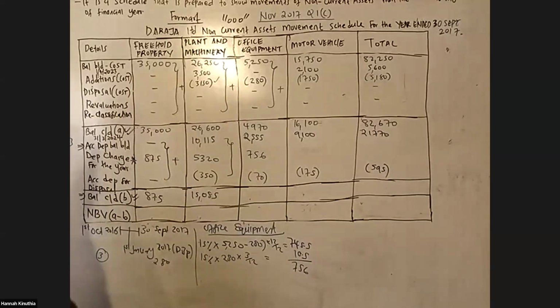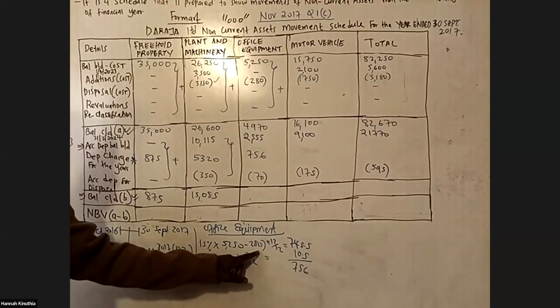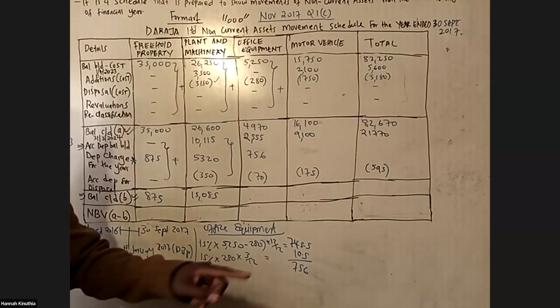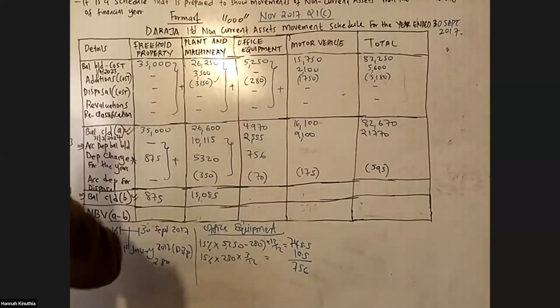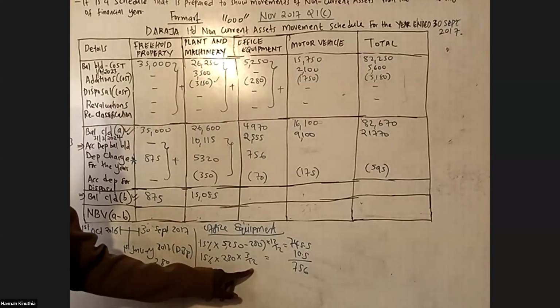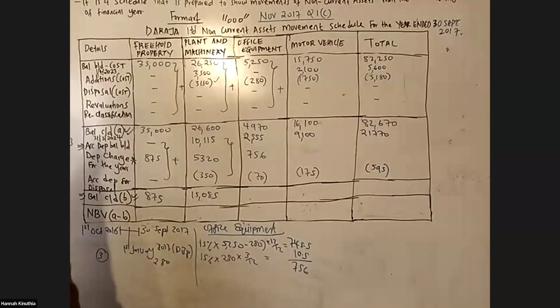Then after removing that 280, we need to compute its depreciation. Having removed it from 5250, we have not considered the depreciation for the year for this 280. So we need to calculate the depreciation for this machine. But remember, it was not used for the whole year. It was only used for 3 months. So we consider the 3 months it was used before disposal. That's what we do separately. We cannot do it at once.